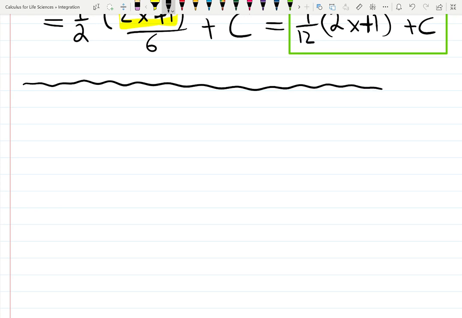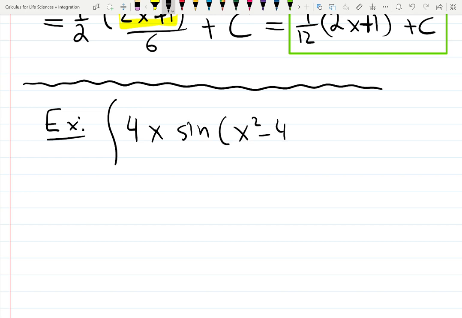Not necessarily all the time, and I'll show you right now why. One more example tells you that it's not that simple. Integral of 2x. Let me see if I want to make it even harder. Let's do 4x. Then it will be even harder. Integral of 4x sine of (x squared minus 4) dx. So this one doesn't fit any shortcut.